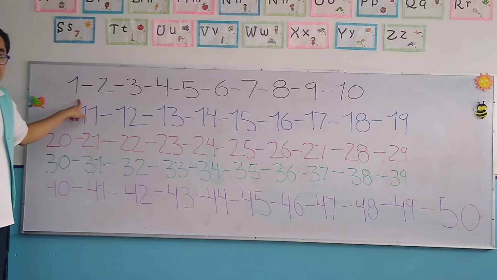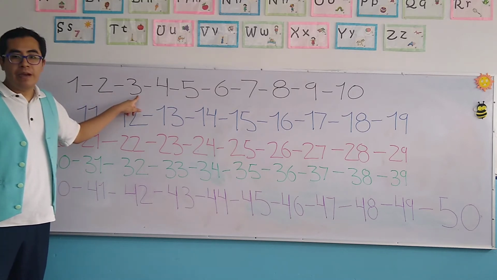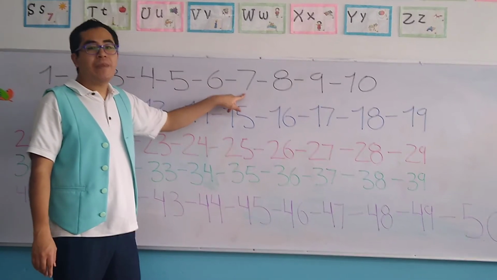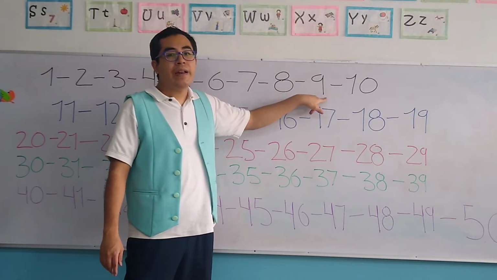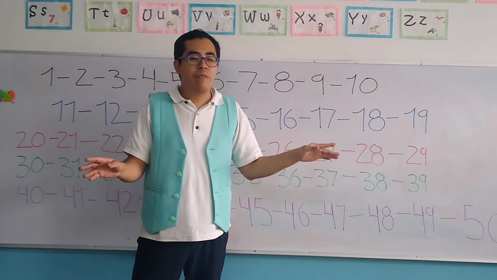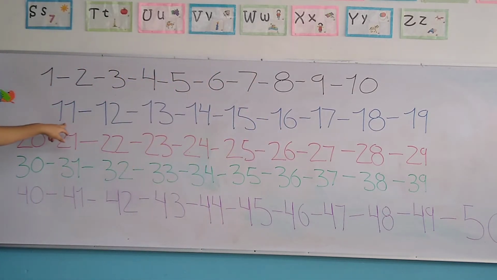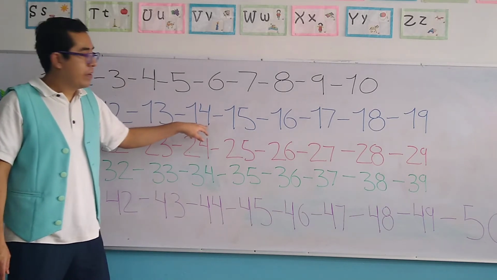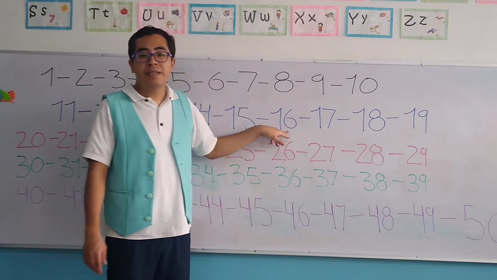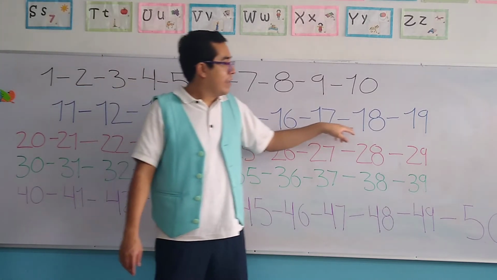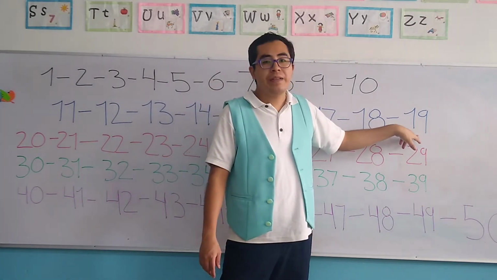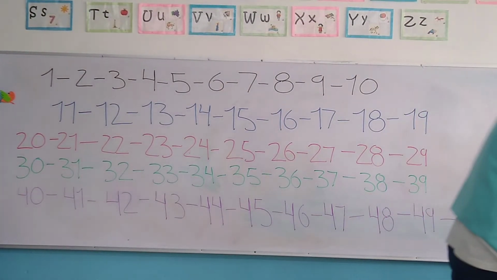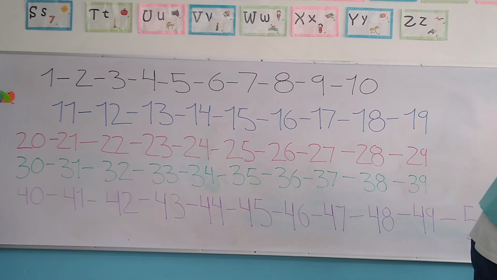Let's see. 1, 2, 3, 4, 5, 6, 7, 8, 9, and 10. Easy numbers, no problem. Let's continue. 11, 12, 13, 14, 15, 16, 17, 18, 19, 20. Okay? So, before we continue, I am going to explain you something.